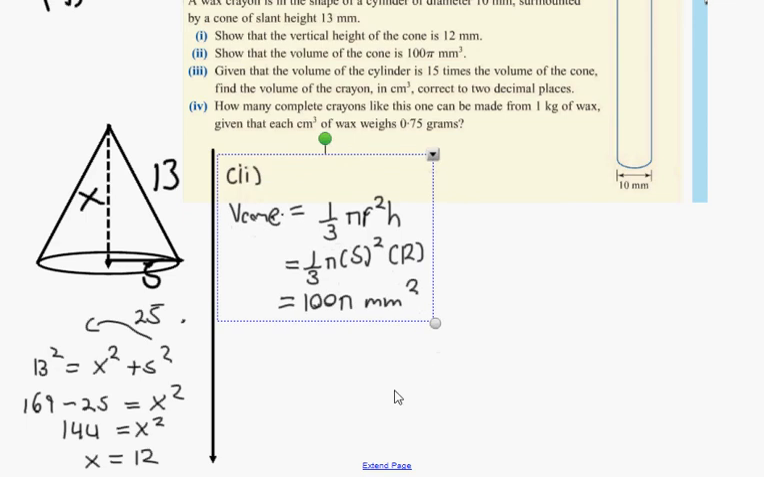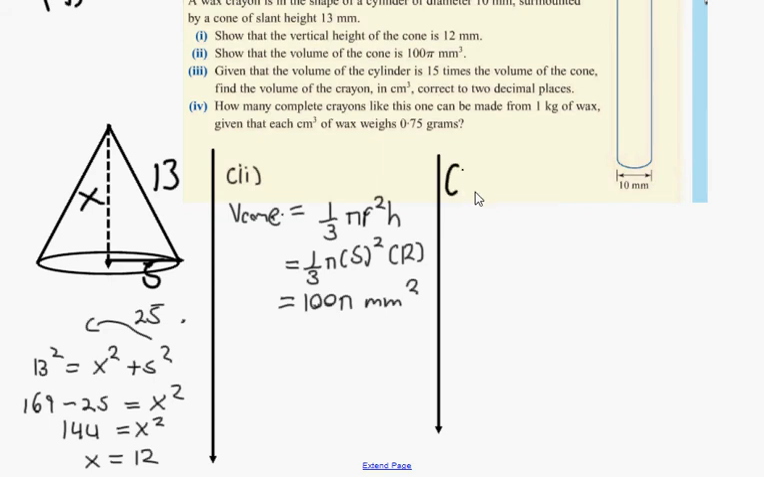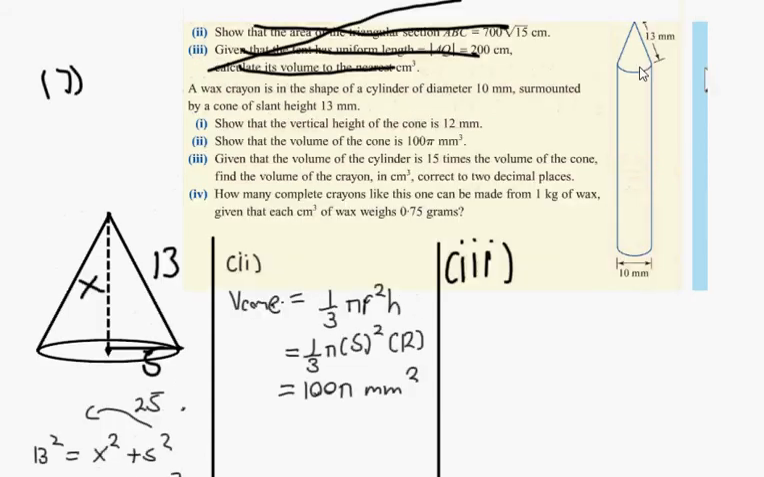Okay? Part 3. Given that the volume of the cylinder is 15 times the volume of the cone, find the volume of the crayon in centimeters cubed, correct to 1 decimal place. Okay? So what this means is for part 3, we have to multiply the volume of the cone by 15, okay? So 15 times the volume of the cone is going to be 1,500 pi.